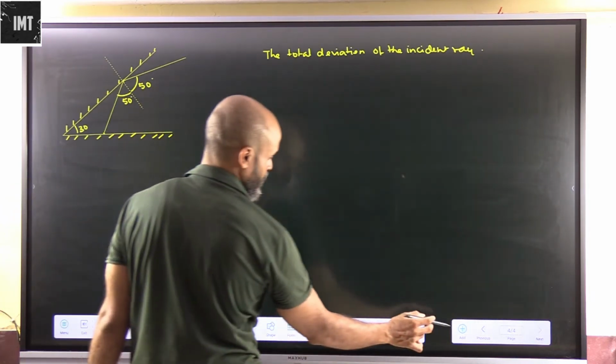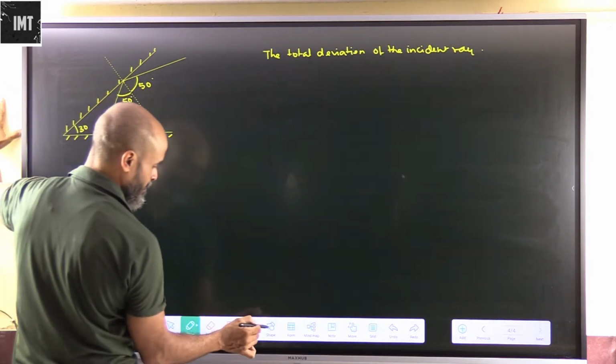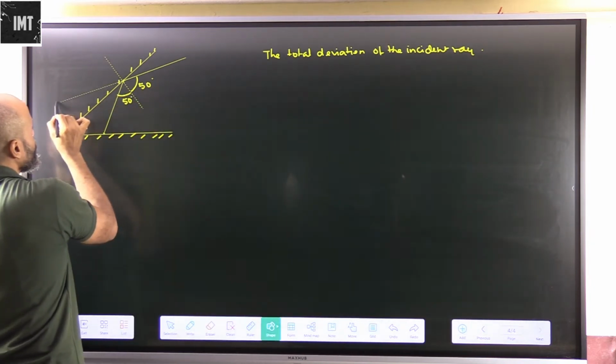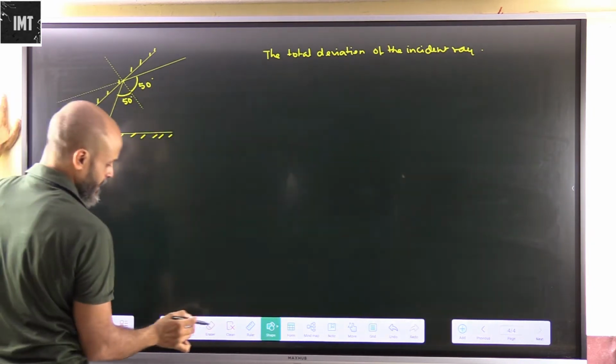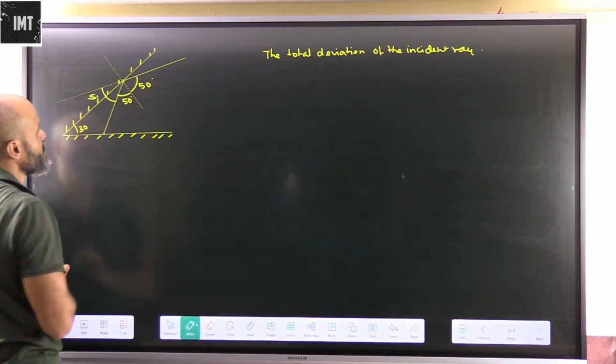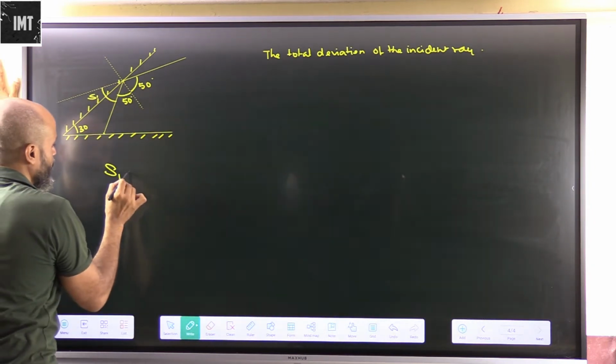Okay, got it. So 50 and this is 50. If I extend this ray, then this obviously will be delta 1. If this is delta 1, what will be the value of delta 1?